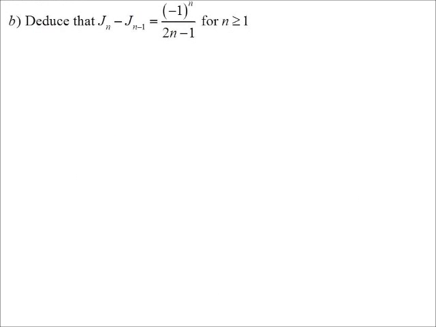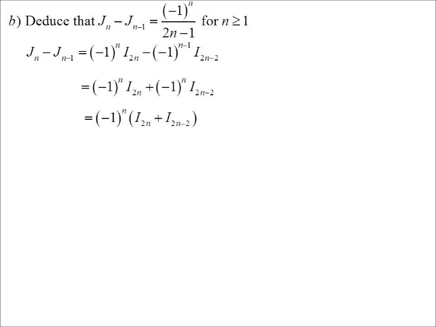Deduce that J n minus J n minus 1 is negative 1 to the power of n, all over 2n minus 1. Well, they gave us a connection between J n and I. So basically I'm just applying that formula. Now, we also just came up with a formula for I n. So let's see what we can do here. Just going to rewrite that. So we have a common factor now, you'll notice, of minus 1 to the power of n. So all I've done there is go minus times minus.